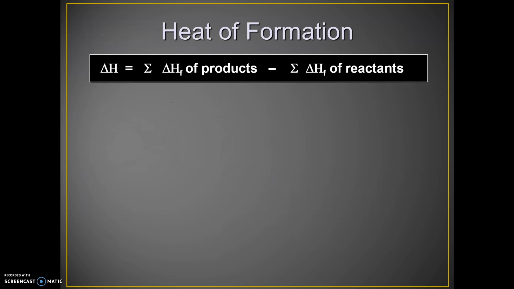You can find your delta H using this equation. So if you wanted to sum up your heats of formation of your products and then subtract your heats of formation of your reactants, that would give you your delta H. And this equation is given to you on your equation sheet.